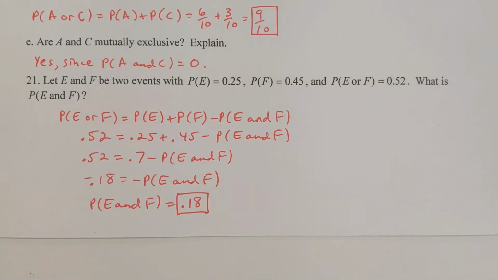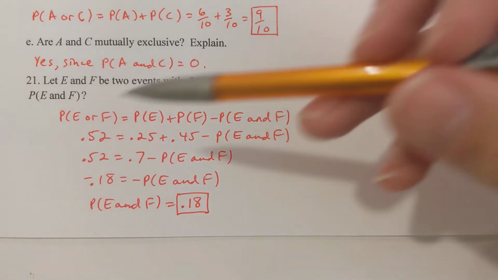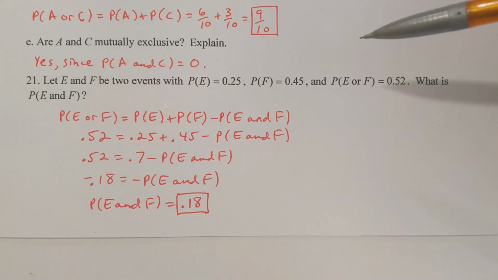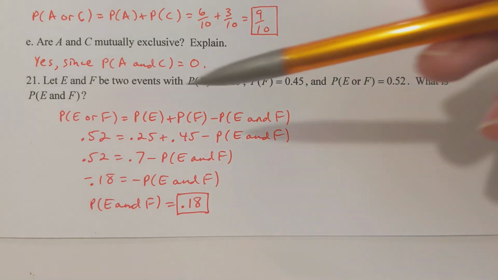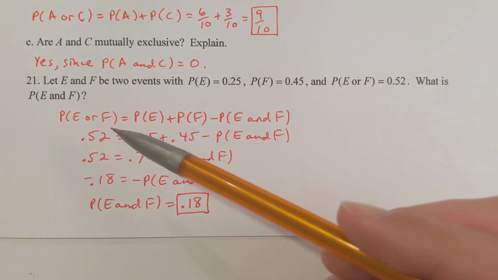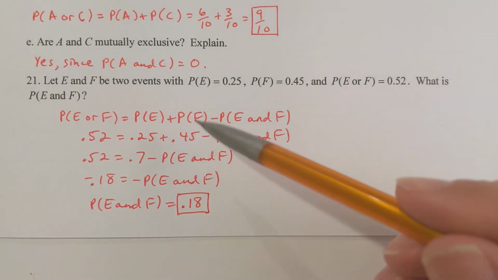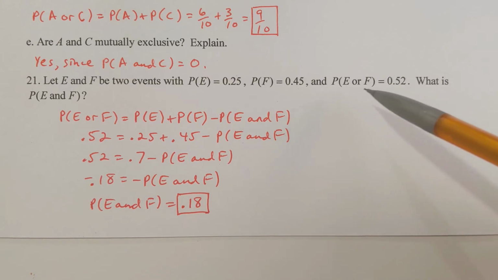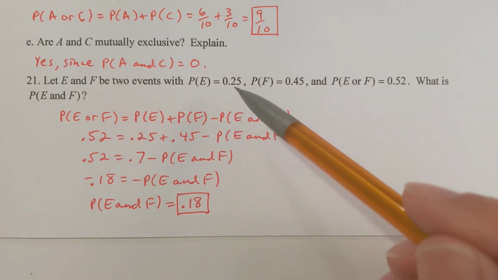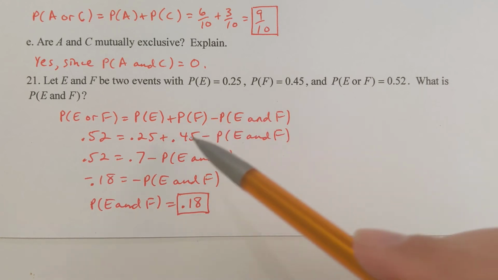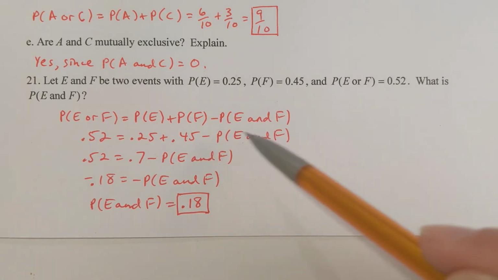Problem 21 says, let E and F be two events with the probability of E equal to 0.25, the probability of F equal to 0.45, and the probability of E or F equal to 0.52. What is the probability of E and F? Here I need to use the general addition rule, and I've started by writing that down for the events E and F. Then I'm just going to fill in the information that I know. I know 3 out of these 4 items. The probability of E or F is 0.52. The probability of E is 0.25. The probability of F is 0.45. I need to find the probability of E and F.